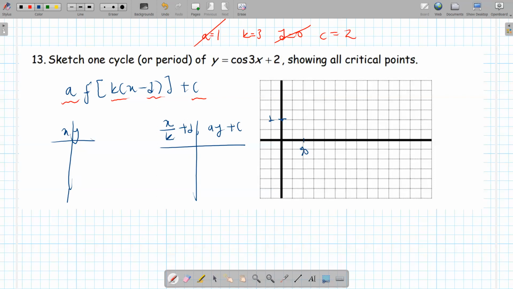When x is 90, y is 0. Okay, so this is the point. When x is 180, y is -1. At 270, it's back up to 0. And then at 360, it's back up to 1. This is the parent function cosine.